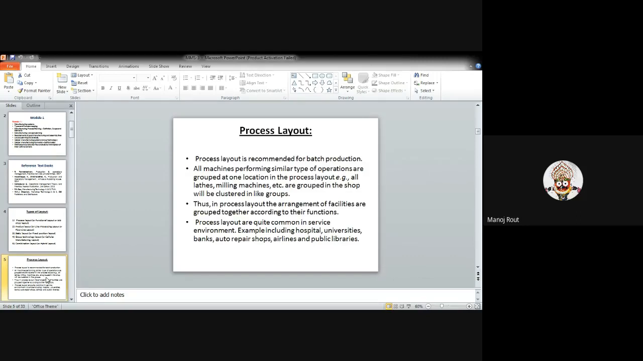In the case of process layout, it is recommended for batch production. All machines performing similar types of operations are grouped at one location. In a workshop, lathe machines, milling machines, etc. are grouped in a particular shop, clustered like a group. In this layout, facilities are grouped together according to their functions. Process layouts are quite common in service environments, which include hospitals, universities, banks, auto repair shops, airlines, and public libraries also.